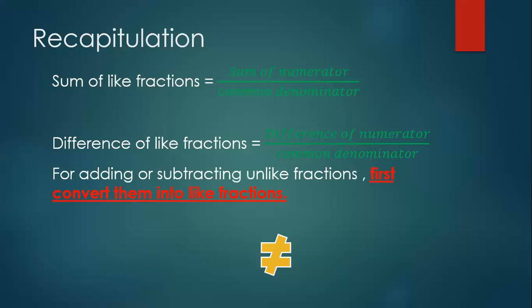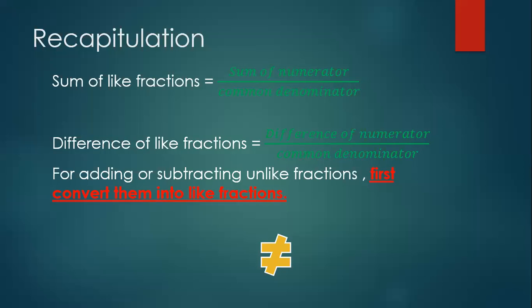All right. Now we have to remember, if you have to add or subtract unlike fractions, as in the fractions where denominators are not the same, the first thing is we will have to convert them into like fractions. And children, how do we convert unlike fractions into like fractions? We have already discussed that in great detail. We first find the LCM, and after finding the LCM, we convert all the denominators into the same. I hope this is clear to you all.